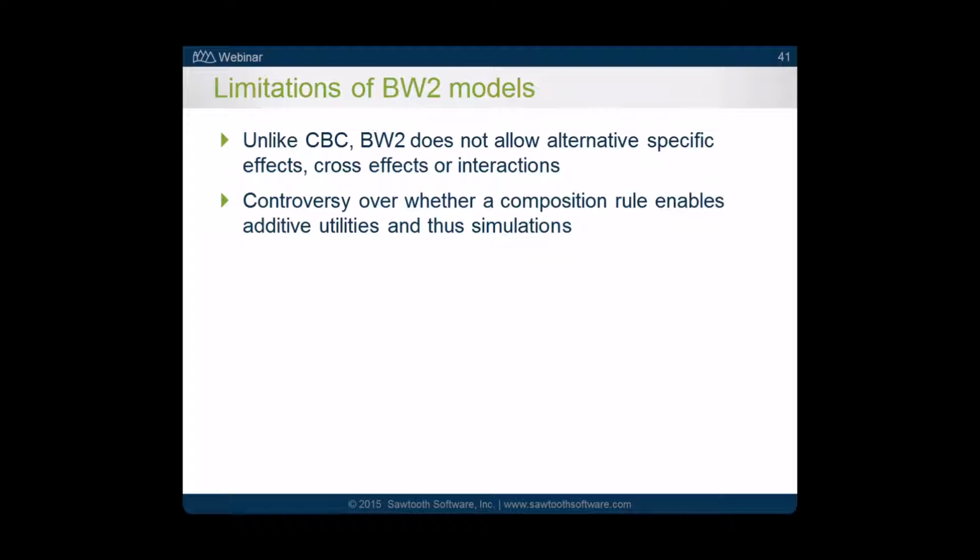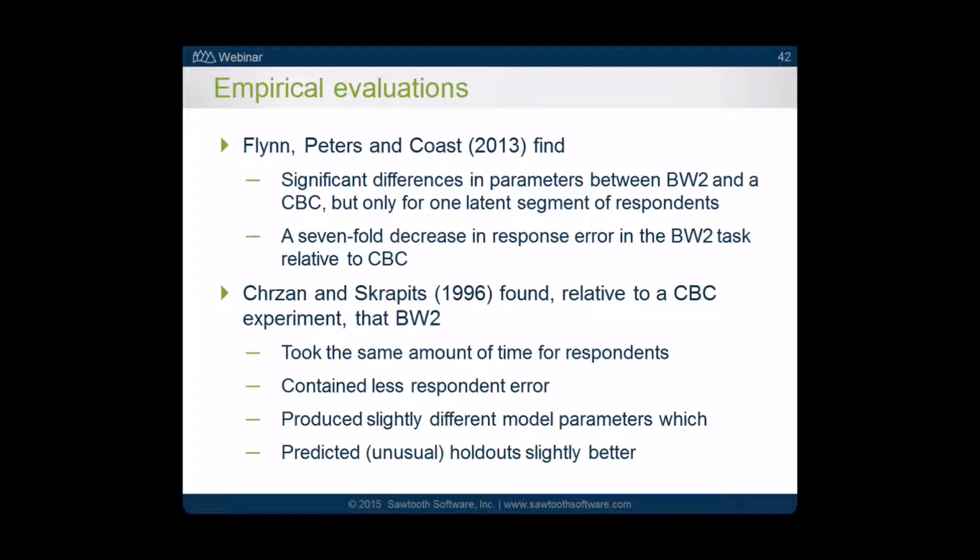As well, there's historically been a bit of controversy over whether the utilities from best worst scaling have a composition rule that allows them to be added. Because in order to run simulations like we like to do in our conjoint studies, we have to be able to add the utilities. And so for a lot of years, there's been a concern that maybe the best worst scaling utilities aren't additive. In fact, I think that's one of the things that led Jordan to stop calling best worst case 2 best worst conjoint, because people got all up in arms about, hey, the utilities aren't additive and you can't do this, and don't call it conjoint analysis. And I think finally it just made sense not to.